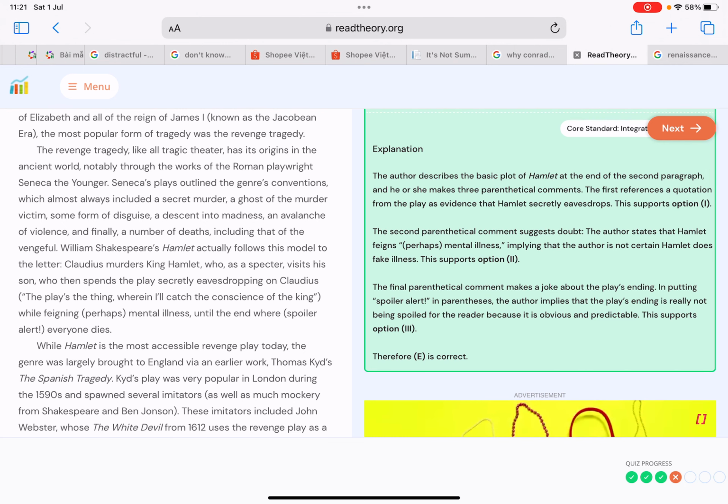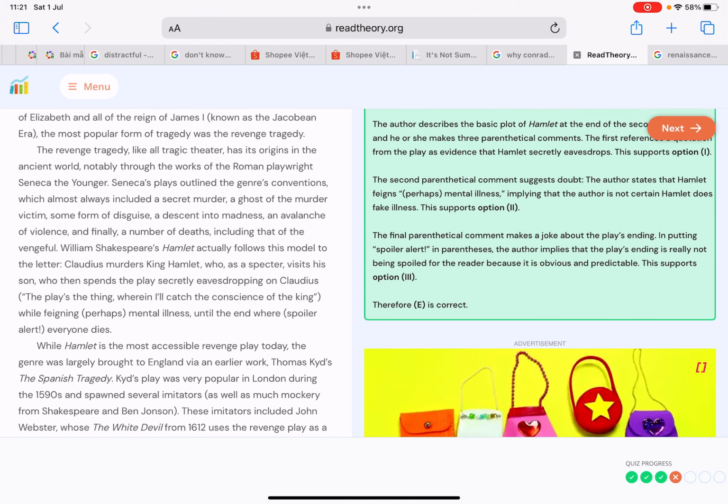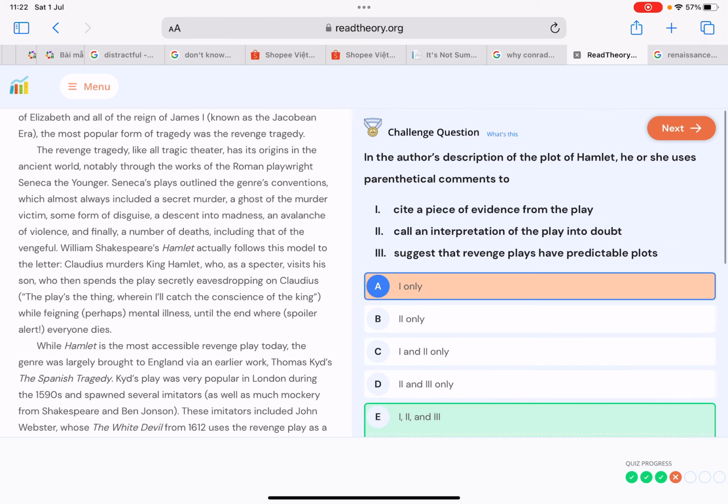The first references a quotation from the play as evidence that Hamlet secretly eavesdrops. This supports option one. The second parenthetical comment suggests doubt. The author states that Hamlet perhaps meant to fake, implying that the author is not certain that Hamlet does fake. This supports option two. The final parenthetical comment makes a joke about the play's ending. In putting "spoiler alert" in parentheses, the author implies that the play's ending is not really being spoiled for the reader because it is obvious and predictable. This supports option three. Yeah.